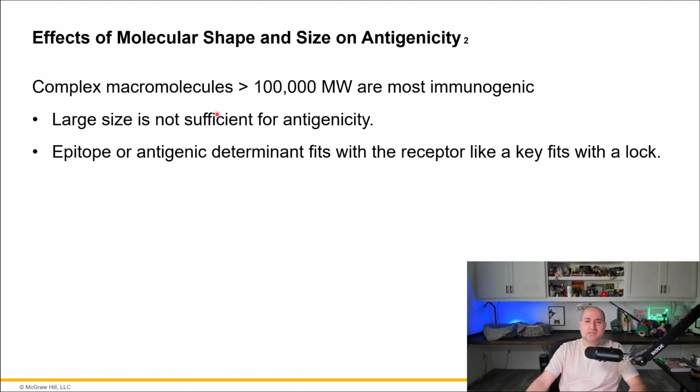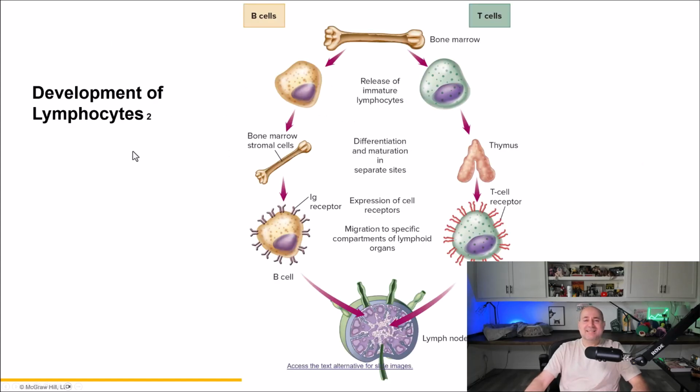So it's those complex macromolecules that are the most immunogenic. This term immunogenic means triggers the immune system, activates the immune system. And remember, that epitope or antigenic determinant fits with the receptor, the T cell receptor or the B cell receptor, the way a key fits a lock. Just that specific, right? Very, very specific. And again, do you remember we talked about B cell and T cell maturation?